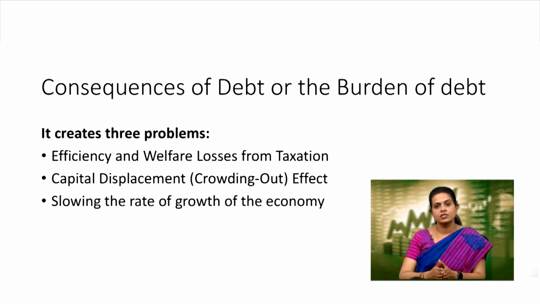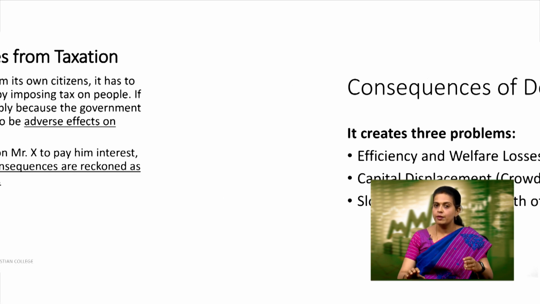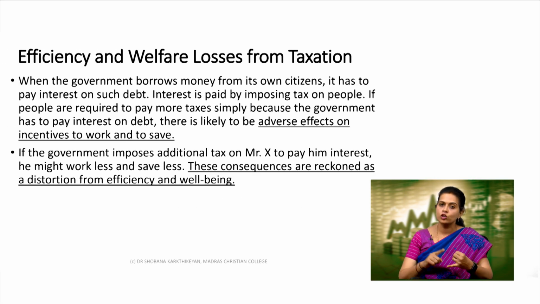Now we will move on to understanding the consequences of debt, or in which way a debt burdens the economy. There are three major ways in which debt burdens an economy. One, there are efficiency and welfare losses arising out of taxation. Taxation has to be increased in order to pay off the debt. Any tax by its very definition is a distortion to the existing state of affairs in an economy. So efficiency and welfare losses are inevitable. That is point number one.